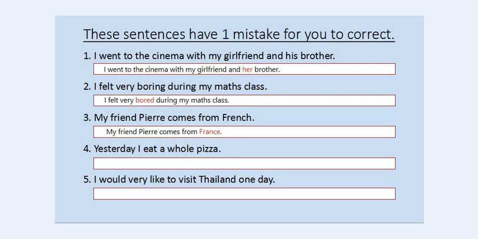Number 4. Yesterday I ate a whole pizza. Okay, so this is yesterday, so it should be in the past. Yesterday I ate a whole pizza. Remember to use the past tense if it's in the past. Number 5. I would very like to visit Thailand one day. Okay, so here we have very like. And we don't put very before a verb. Change it to I would really like to visit Thailand one day.